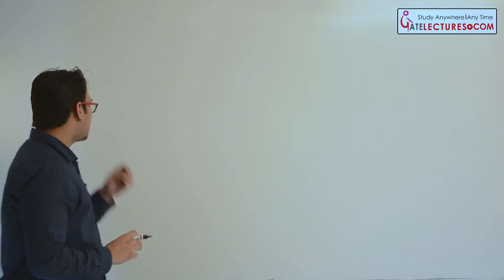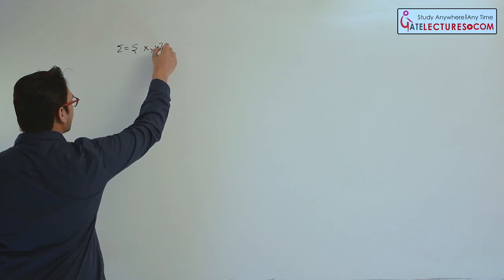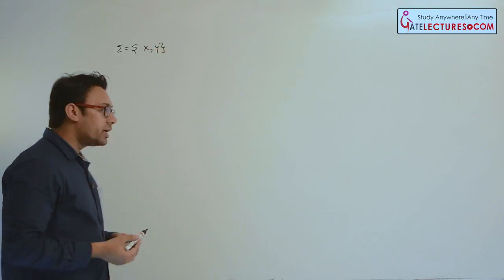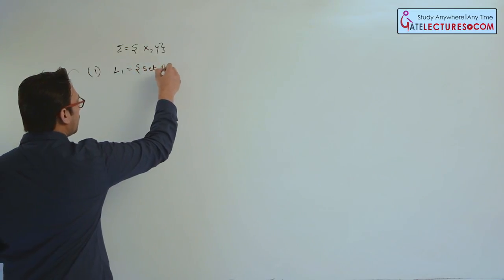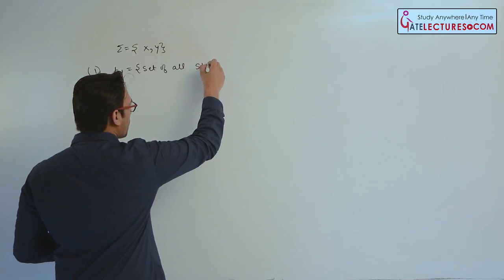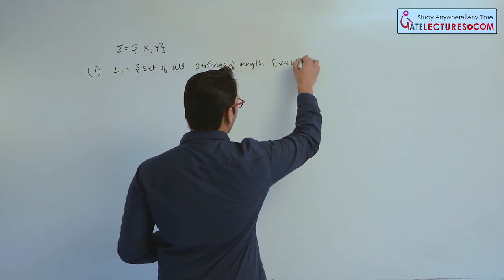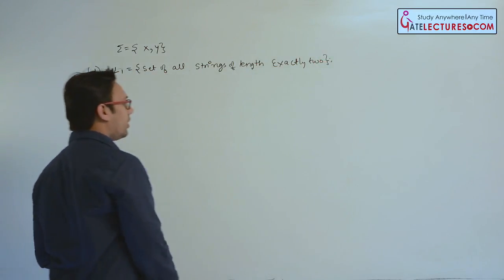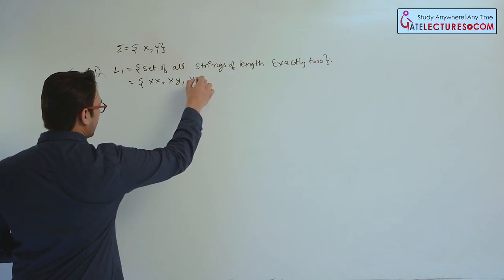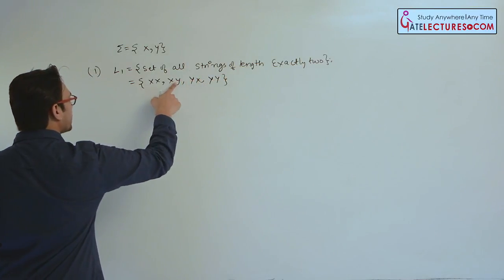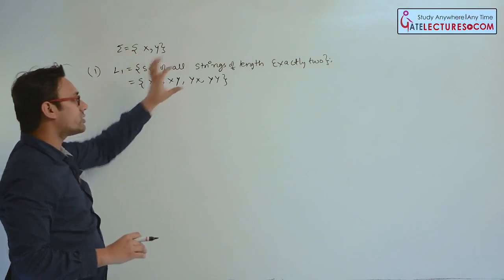Now let us say we have the following alphabets. We have summation is equal to x comma y. Okay. Now I am saying language L1 is the set of all strings of length exactly 2, which I have already taken as an example. So the strings will be xx, xy, yx, yy. That means these are all the strings which are possible over these two alphabets whose length is exactly 2.